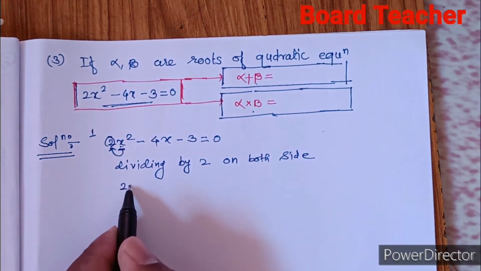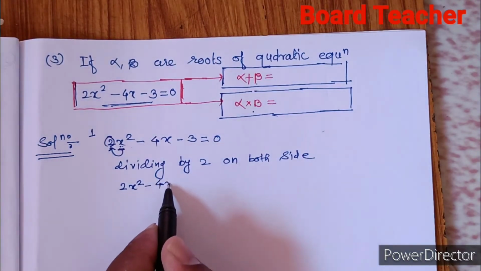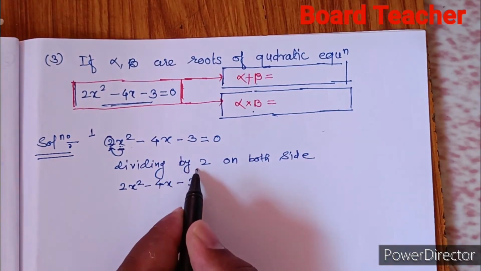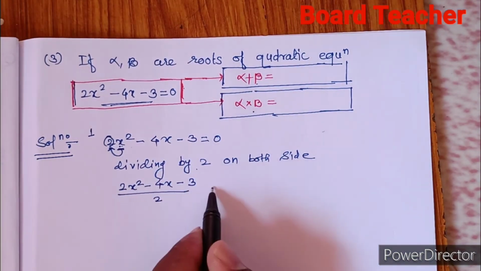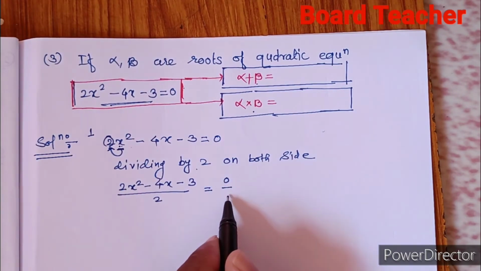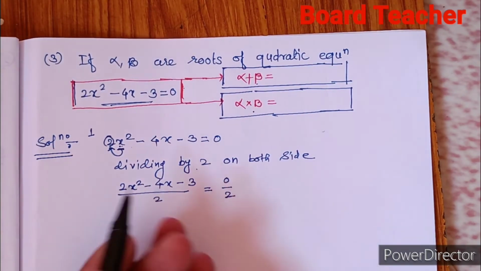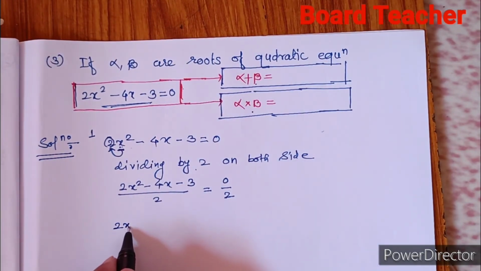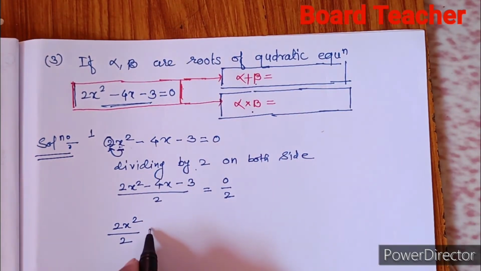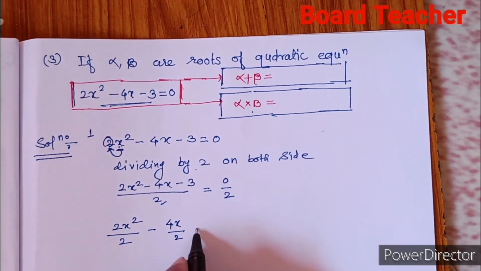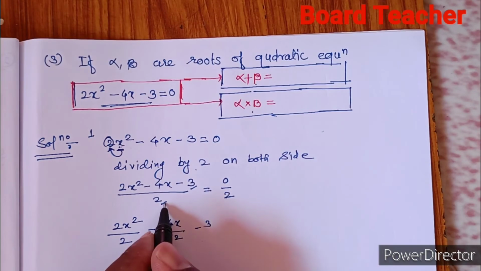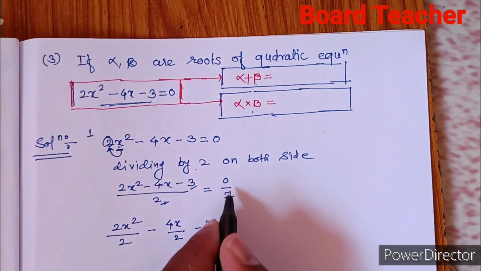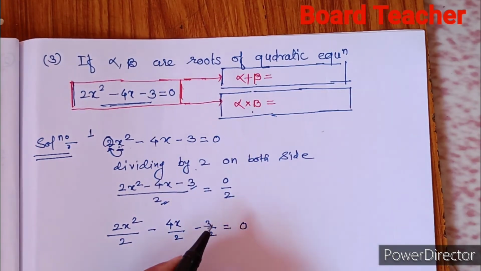Therefore write down here 2x square minus 4x minus 3 dividing by 2 on the left hand side equals to 0 dividing by 2 on both sides, which is also on the right side. Now here 2x square divided by 2 minus 4x by 2 minus 3 by 2 equals to 0 by 2. It means it is 0.